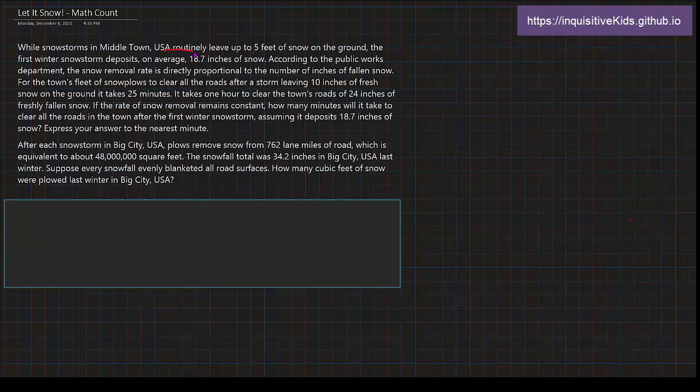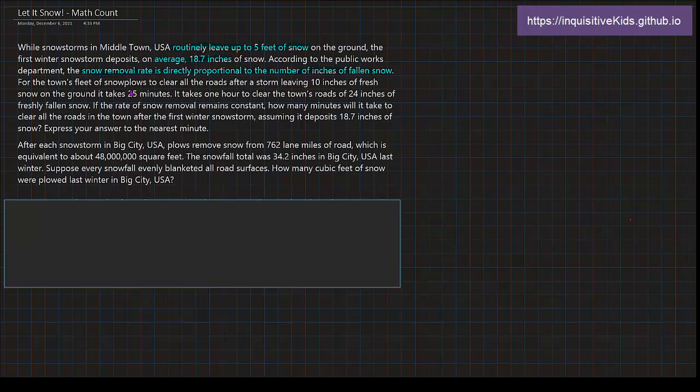So it routinely, I'm going to use a highlighter for this. It routinely leaves up 5 feet of snow on the ground, and the first winter snowstorm deposits, on average, 18.7 inches of snow. According to the Public Works Department, the snow removal rate is directly proportional to the number of inches of fallen snow.